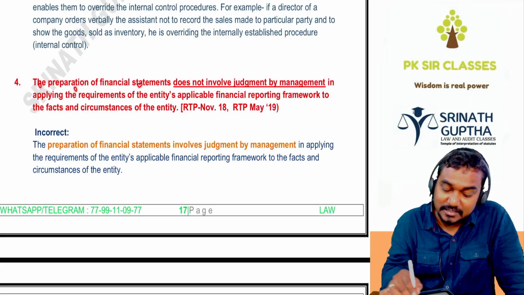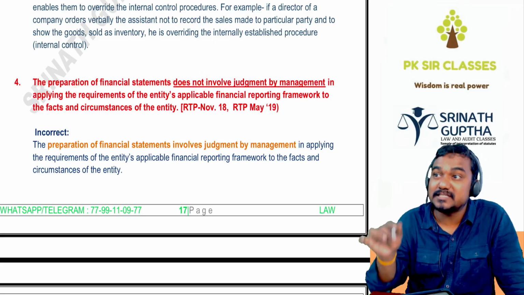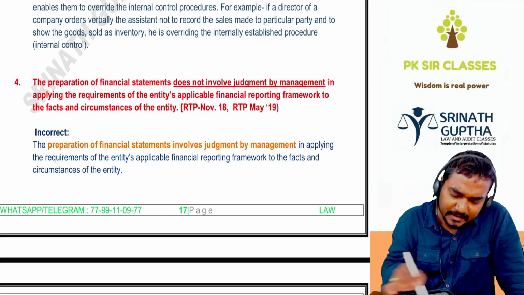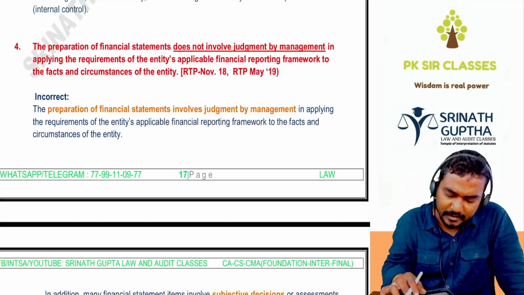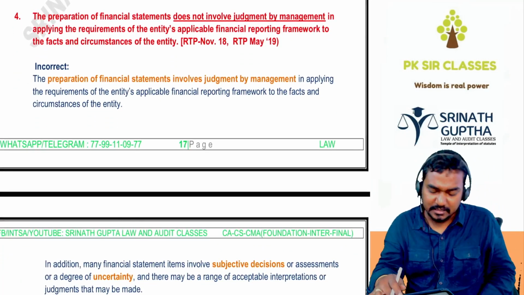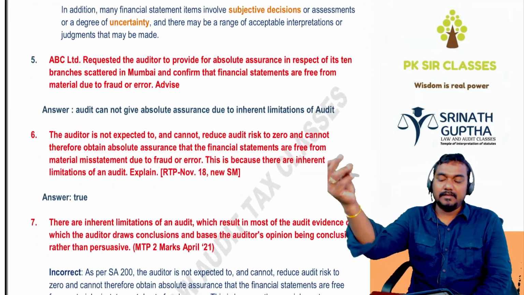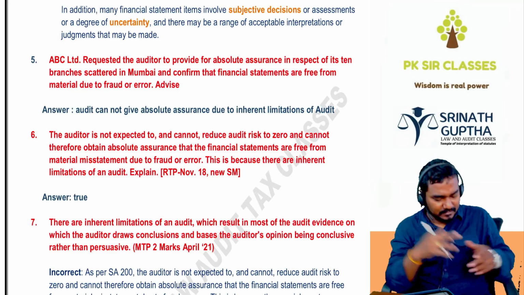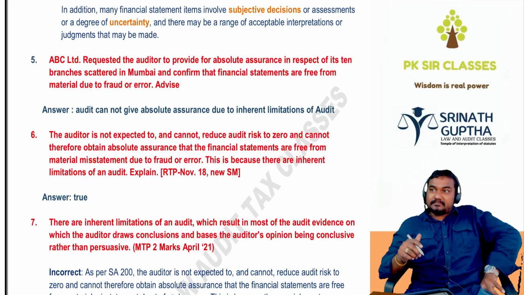Preparation of financial statements does not involve judgments by management. It involves judgments in applying the requirements of the entity's applicable financial reporting framework. The statement is false because preparation of financial statements involves judgments by the management. If you observe the scanner, he is testing how much you are understanding the subject. Yes sir, no sir.